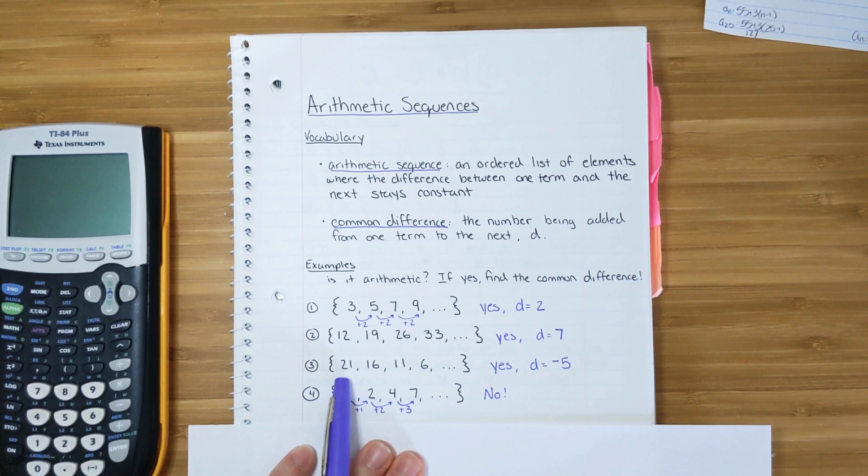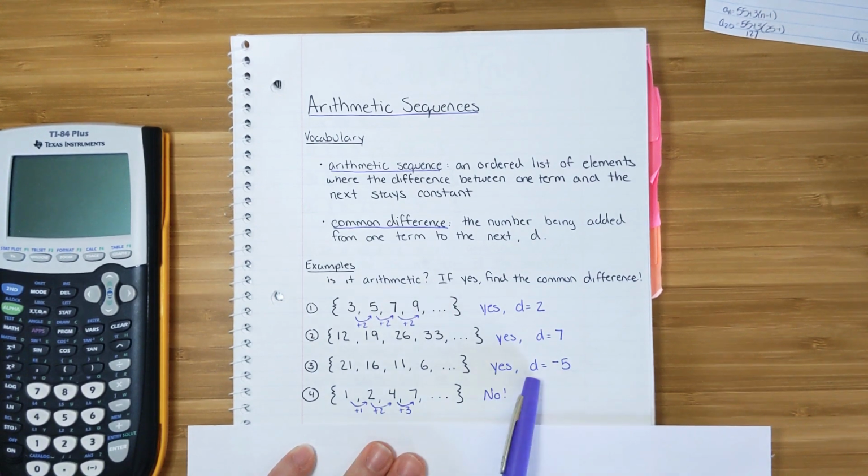In number 3, it's arithmetic because you're subtracting 5 every single time. That difference stays constant. But be careful here, remember we said the common difference is the number that's being added every single time. So if you notice a pattern of subtraction, just think of it like when you first learned about negative numbers, subtracting is the same as adding a negative.